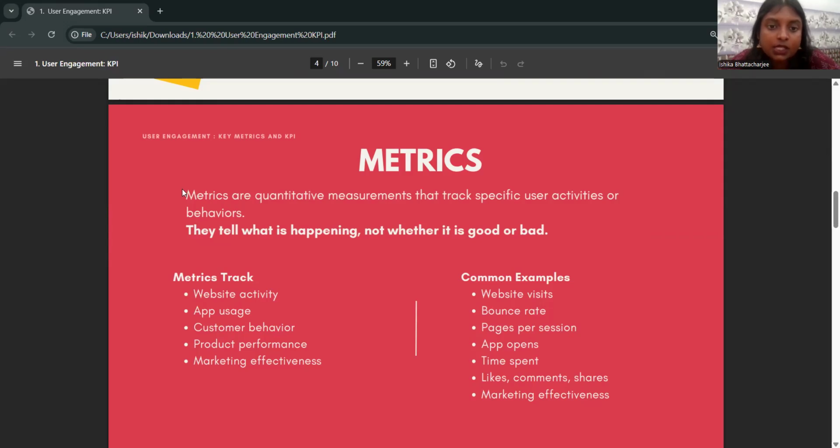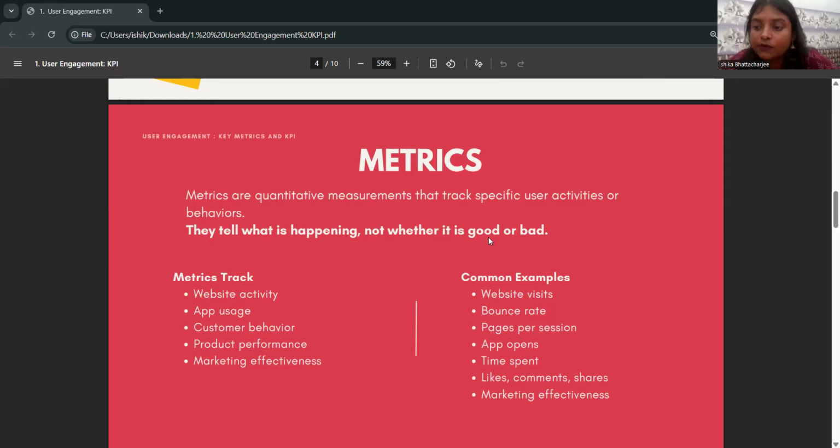Now, formally, metrics are quantitative measurements that track specific user activities or behaviors. So they tell us what is happening, not whether it is good or bad. So a metric is simply telling you what is happening, what quantity you are getting, and it does not actually imply that it is good or not. Like suppose the clicks on a post is 5 million. So the metric will show you that the number of clicks for the post is 5 million, but it cannot tell you if it is a good number or a bad one.